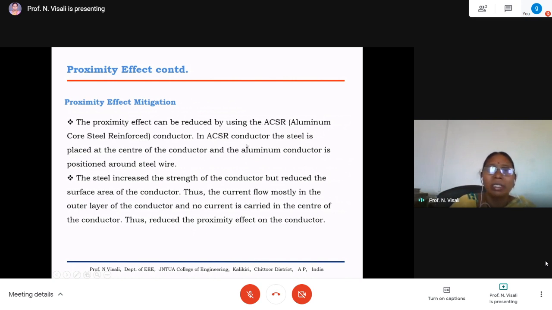using ACSR conductor. The steel is placed at the center of the conductor and the aluminum conductor is positioned around the steel wire. The steel increases the strength of the conductor but reduces the surface area of the conductor. Thus, current flows mostly in the outer layer of the conductor and no current is carried in the center of the conductor. Thus, it reduces the proximity effect on the conductor. So, this ACSR conductor will mitigate the proximity effect.